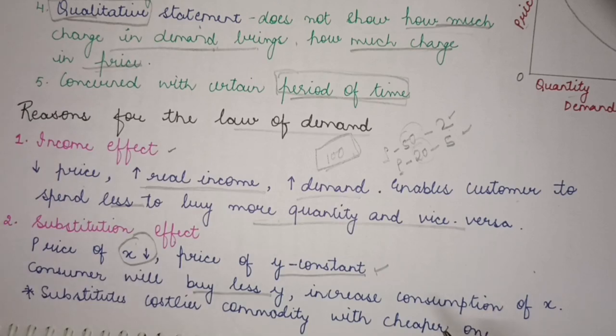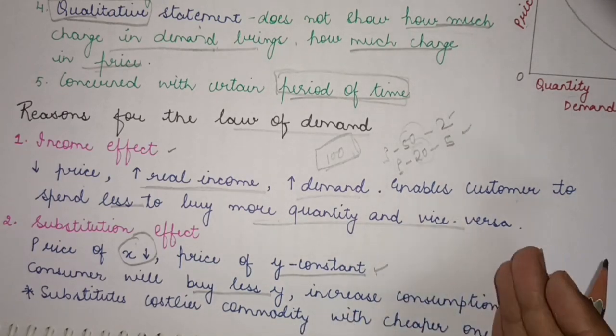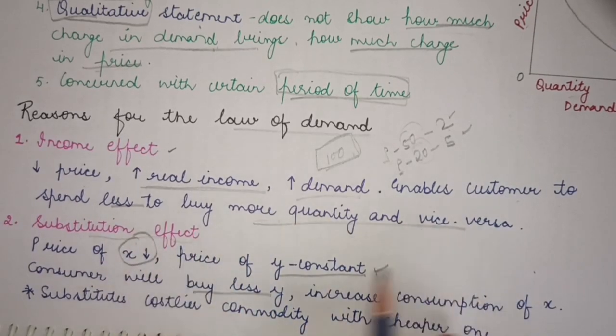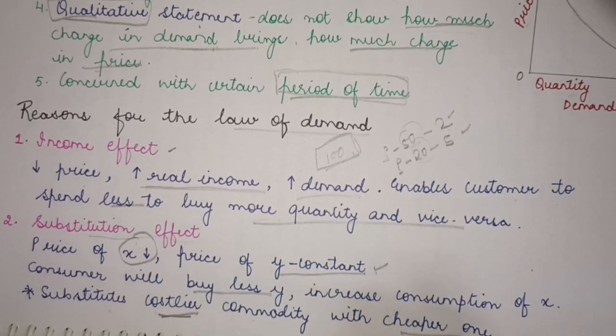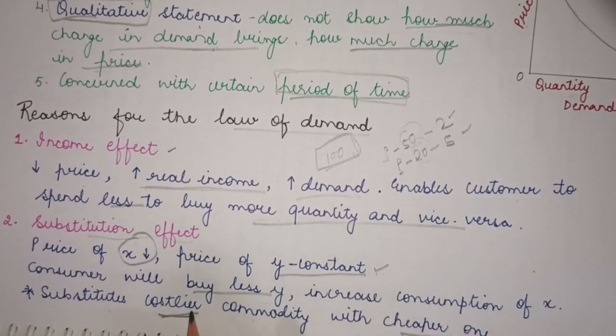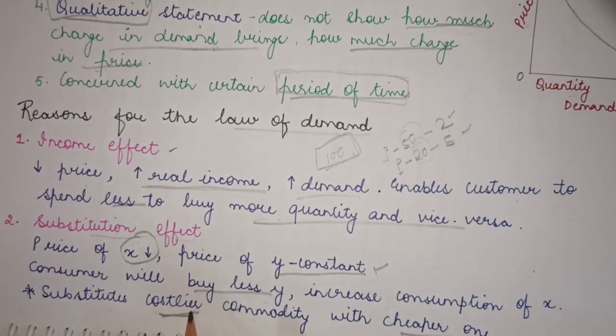When the price of one commodity is reducing, then in that case we will try to buy it more by reducing the consumption of some other commodity. That is why we say that the substitution effect also works here. Okay, and always the consumer will try to substitute a costlier commodity with the cheaper one. They will buy more of the cheaper commodity and less of the costlier commodity.